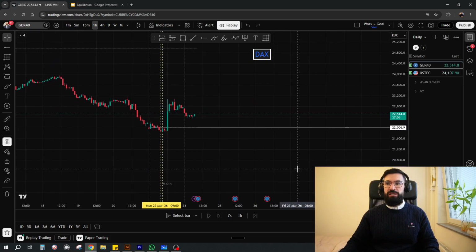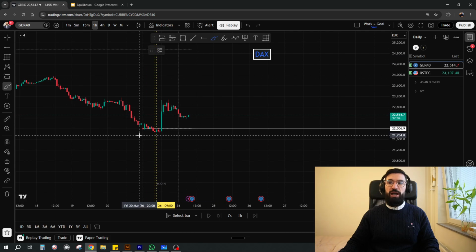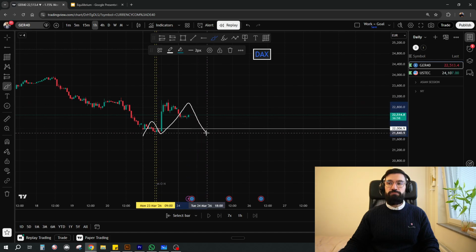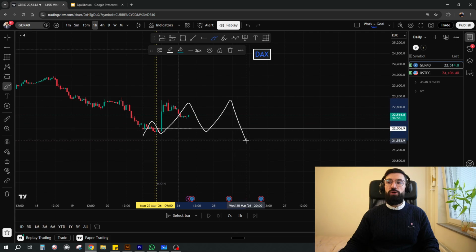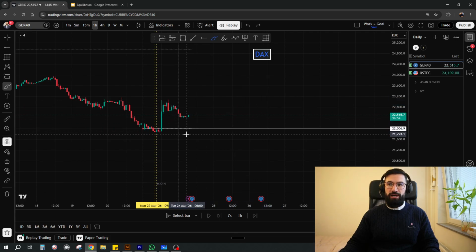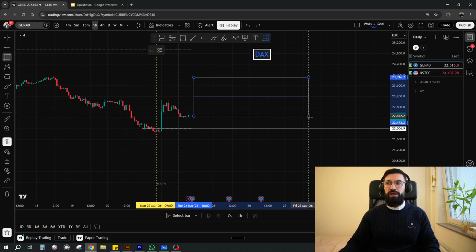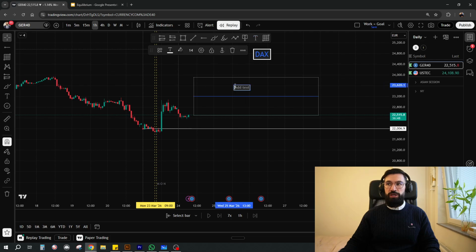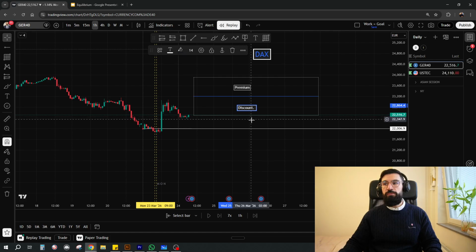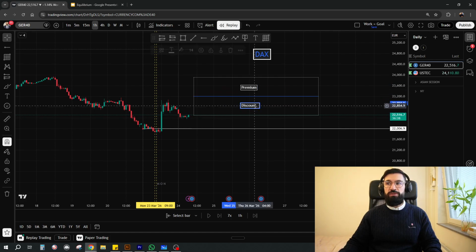So there's a high probability that, because this is the equilibrium, the price action will go through the equilibrium. Right now, if you see it, we are in a premium. Equilibrium has two sections. There is a premium, right? And there is a discount.